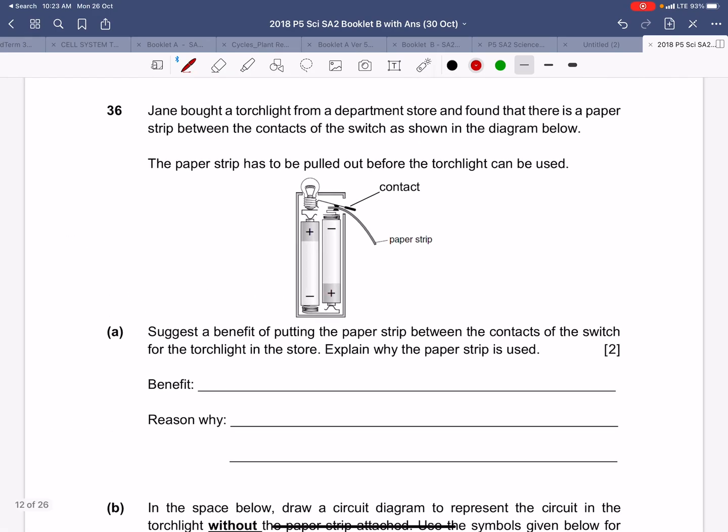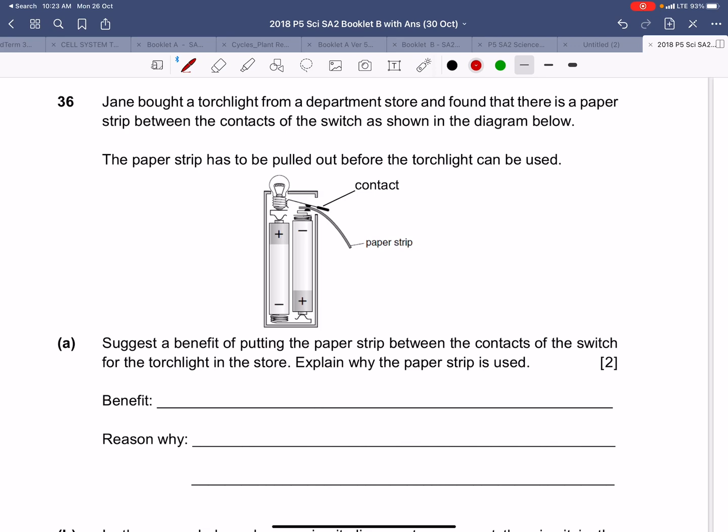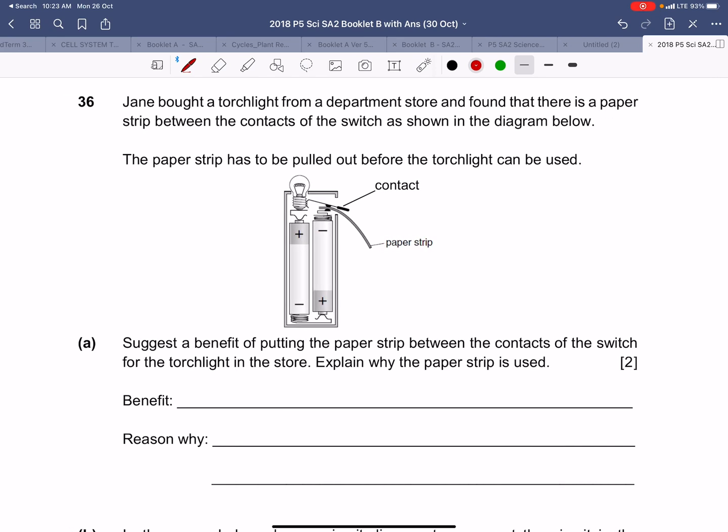Moving on to question 36. This is very important. Alright, electrical systems. I hope you have gone through it.